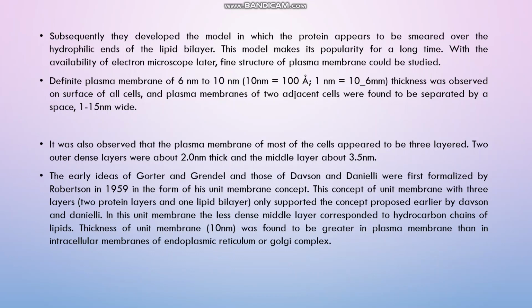The early ideas of Gorter and Grendel and those of Davson and Danielli were first formalized by Robertson in 1959 in the form of his unit membrane concept. So this concept of a unit membrane with three layers, two of protein and one of lipid, only supported the concept proposed earlier by Davson and Danielli.